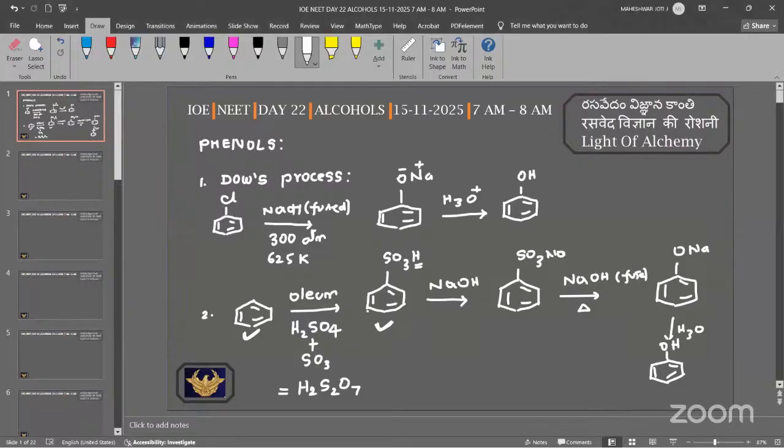See this first reaction. Benzene on treating with oleum gives benzene sulfonic acid. You have studied in the first year under electrophilic aromatic substitution reactions of benzene. Now, see the conversion of sodium benzene sulfonate to sodium phenoxide. This reaction is an example of SN2 type of nucleophilic aromatic substitution reaction.